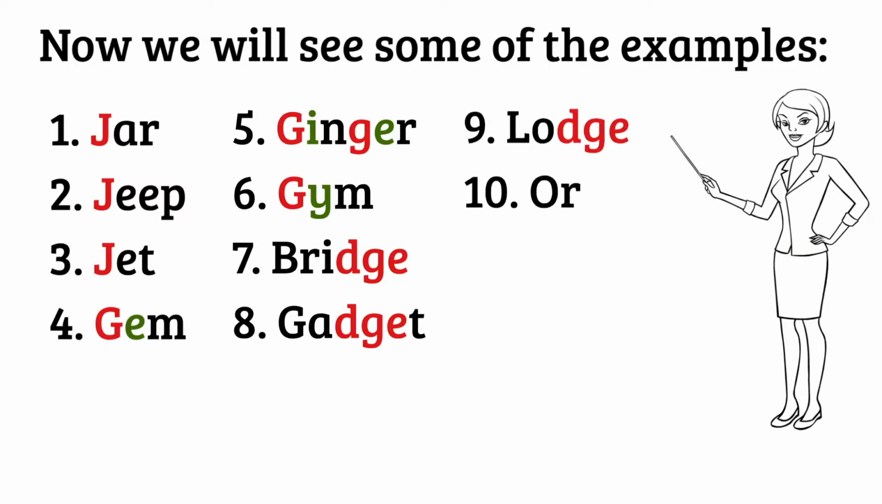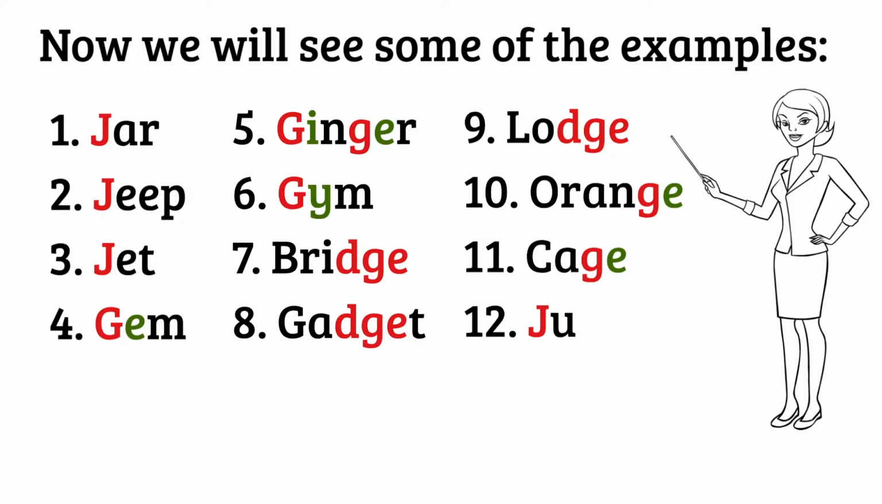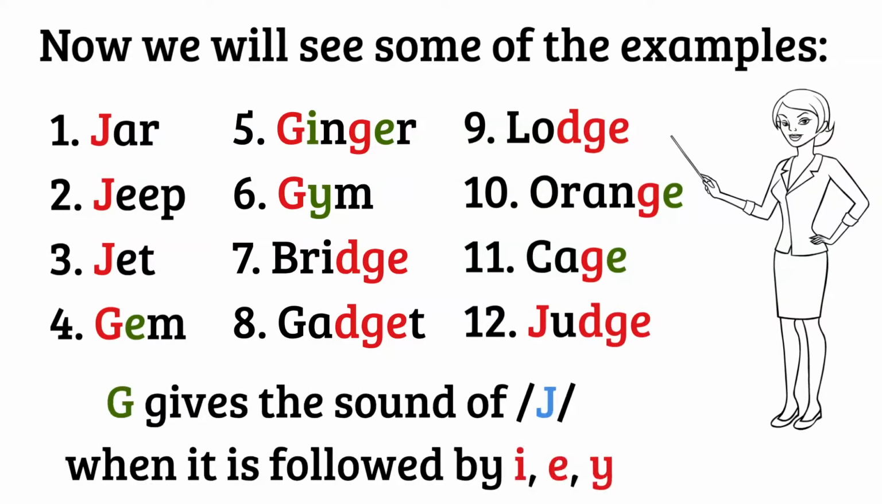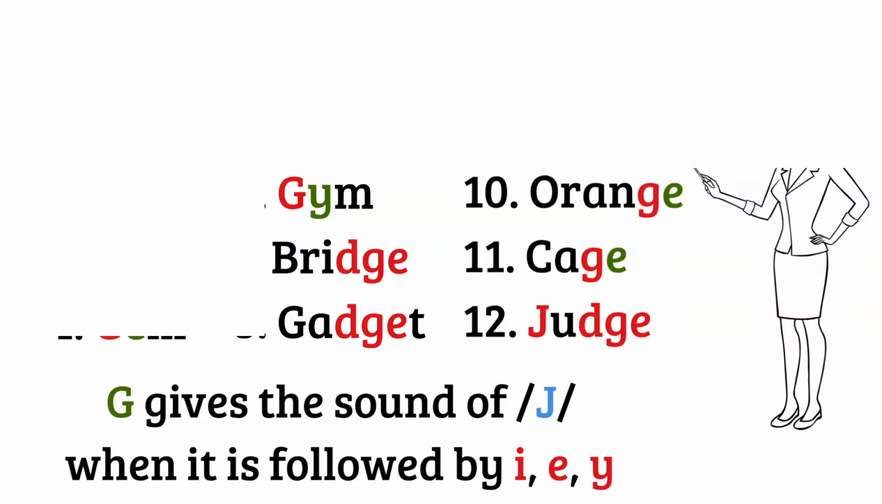GE says j as in orange. GE says j as in cage. DGE says j as in judge. G gives the sound of j when it is followed by I, E, or Y.